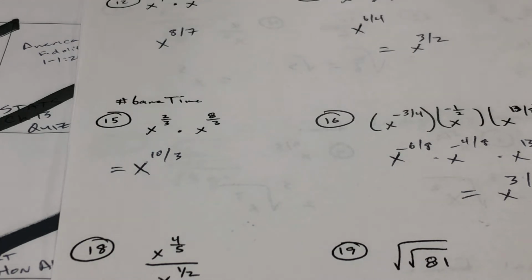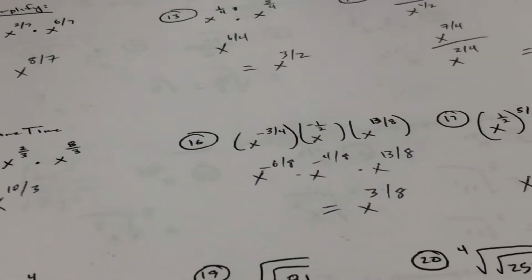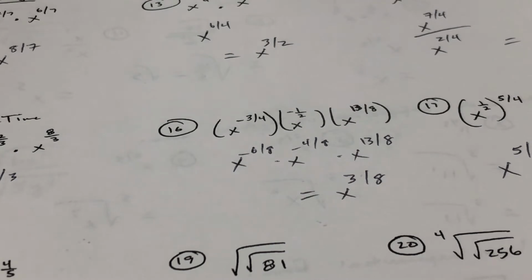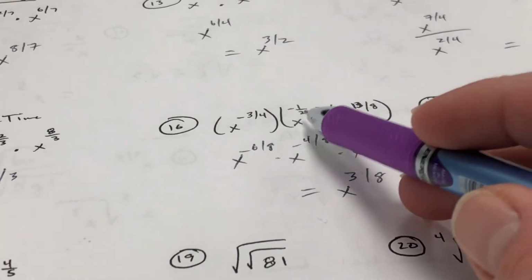Hashtag game time. Add the exponents. I use parentheses because we got negatives. So you're going to add the exponents. You're going to get the same base over 8.